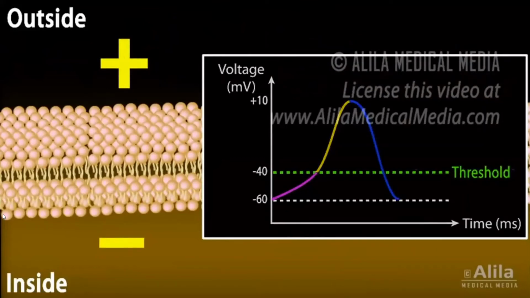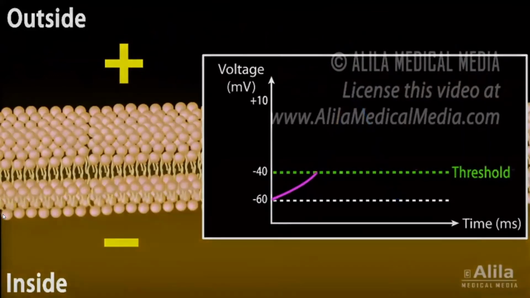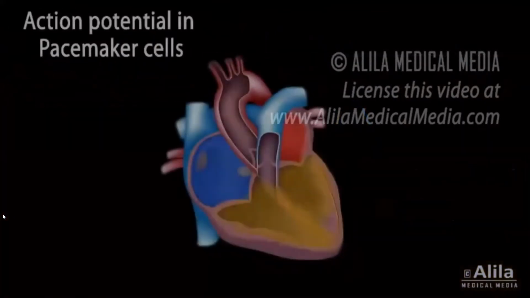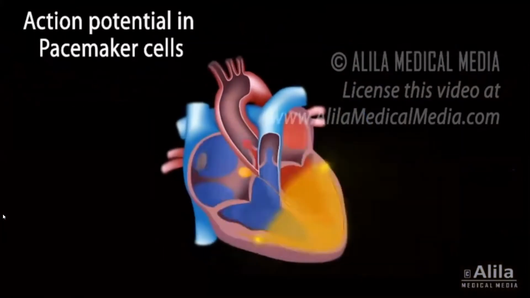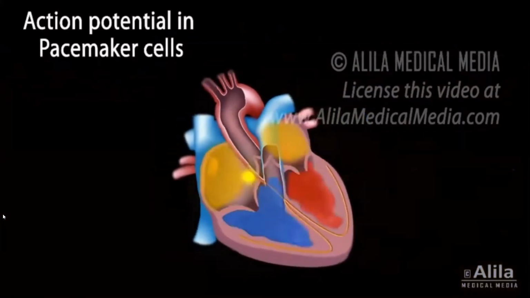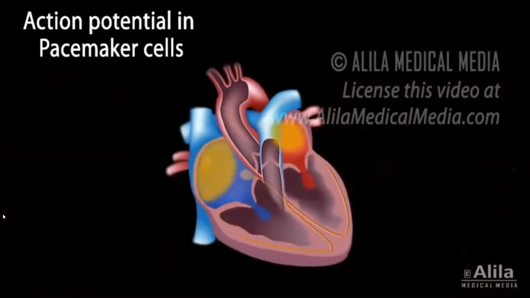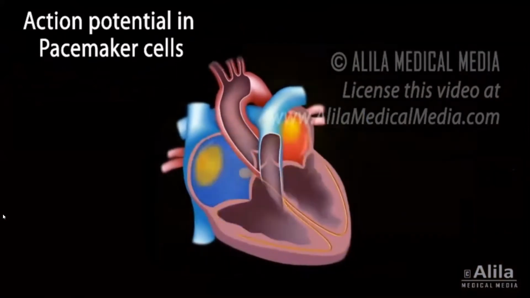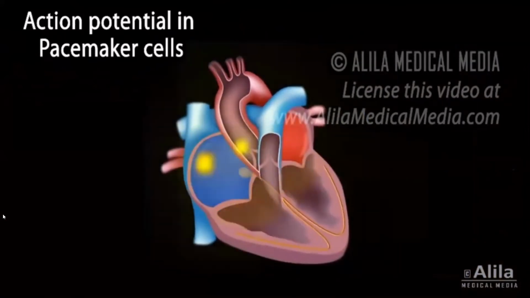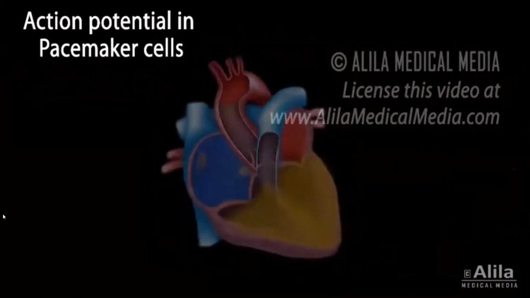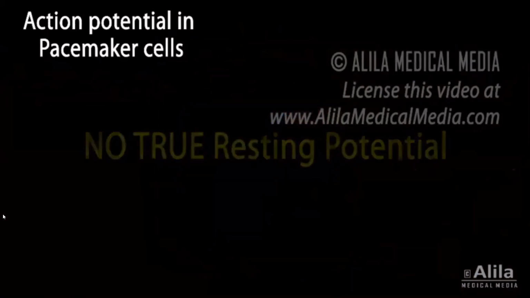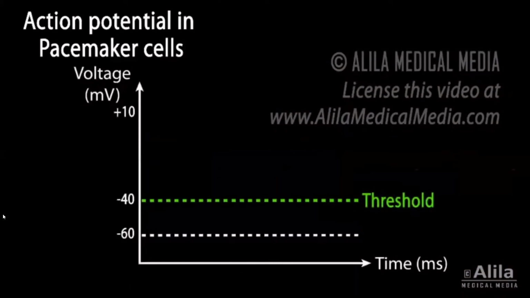generated, the membrane voltage must be polarized to a critical value called the threshold. The pacemaker cells of the SA node spontaneously fire about 80 action potentials per minute, each of which sets off a heartbeat, resulting in an average heart rate of 80 beats per minute. Pacemaker cells do not have a true resting potential. The voltage starts at about -60 millivolts and spontaneously moves upward until it reaches the threshold of -40 millivolts.